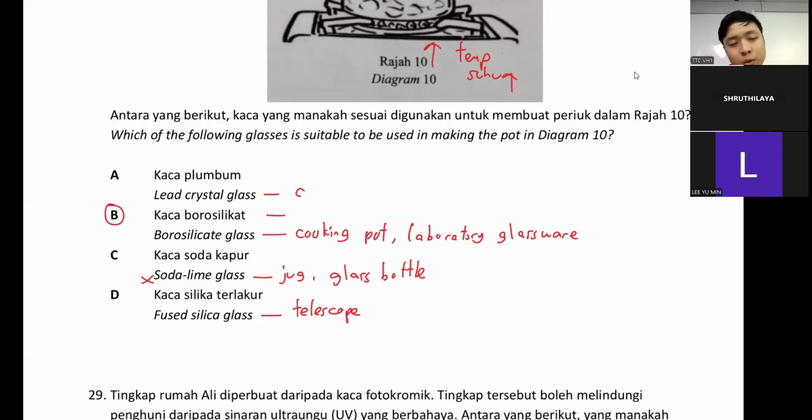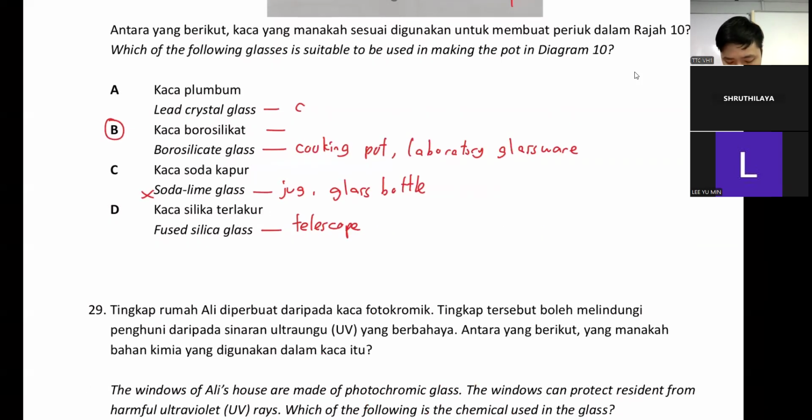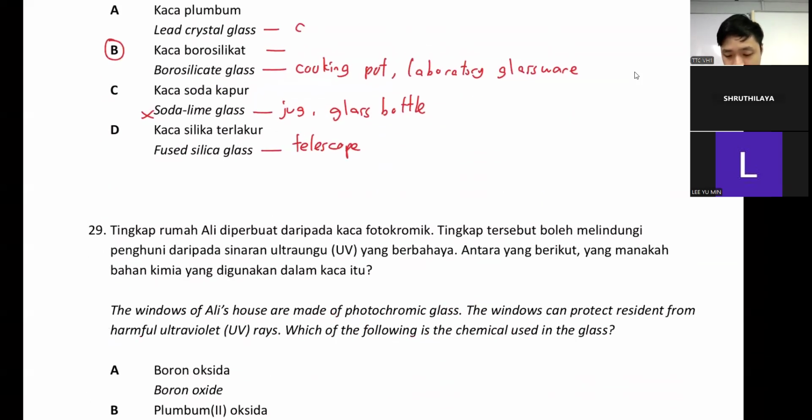Okay, you can go look back. What are the uses? Normally this one requires more memorization. This part you read through and memorize. But normally if you see a glass pot, it is borosilicate glass. You have to know the situation. Borosilicate glass normally can tahan heat, and is also suitable for cooking. Okay, and then question 29.